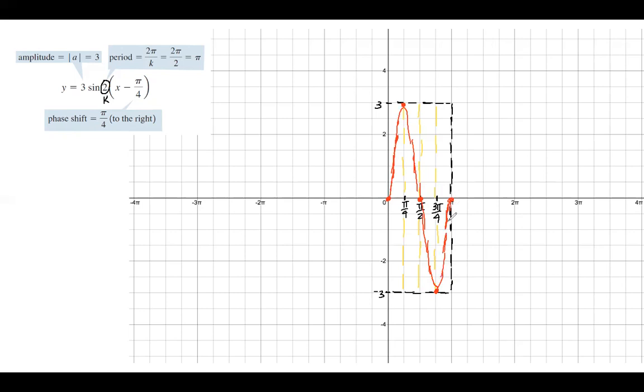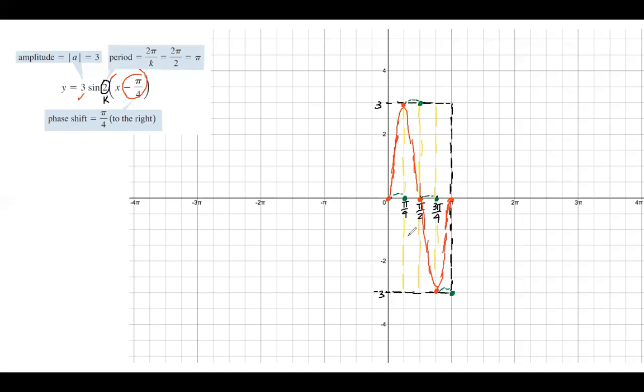So once you have your sine wave, we have dealt with the change in amplitude and the change in the period, and now we have a phase shift of positive pi over 4. So that means that now we're going to push our graph to the right. So this point is going to jump here. This point is going to jump to this new place. This point is going to end up here. This one is going to end up here, because if you notice, pi over 4 is just 1 square.